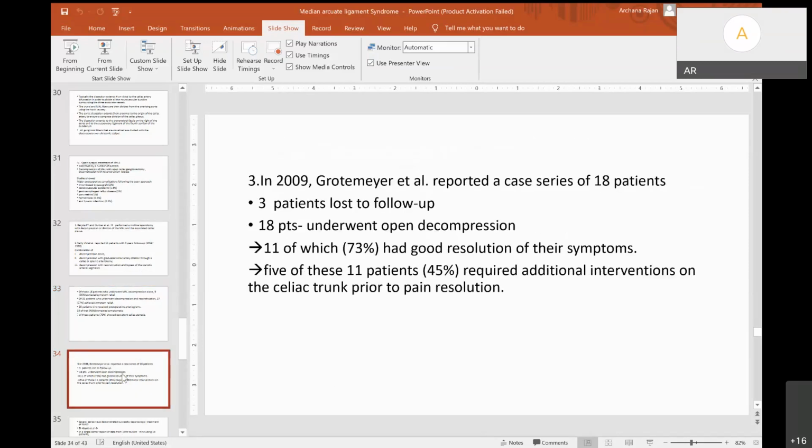And coming to another study by Grotemeyer et al. He proposed a case series of 18 patients, 3 patients lost to follow-up already. 18 patients underwent open decompression, 11 of which had good results for their symptoms. 5 of these 11 patients required additional interventions on the celiac trunk prior to pain resolution.